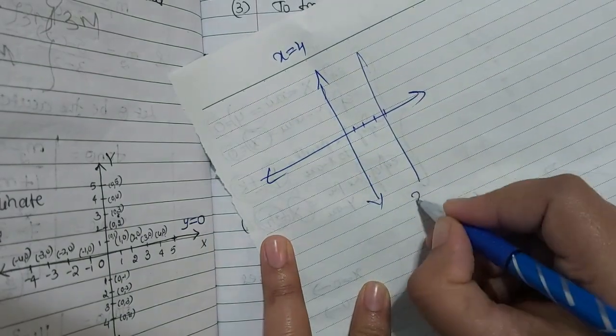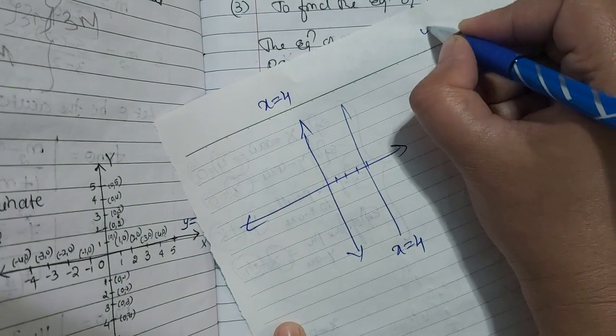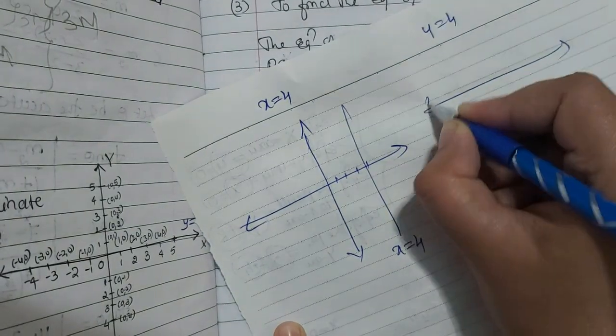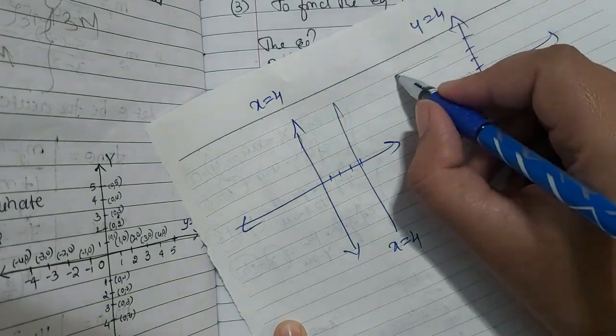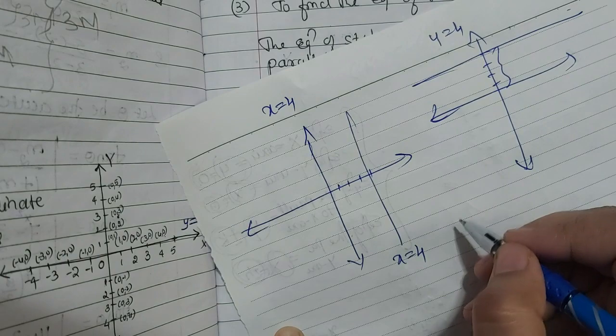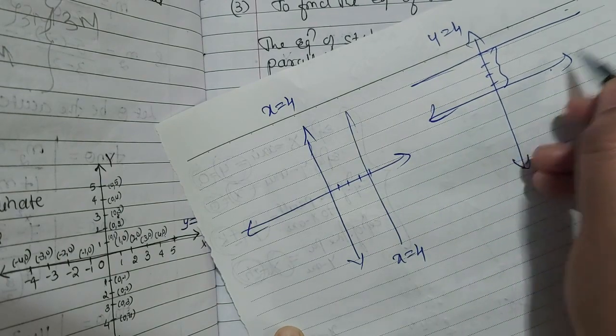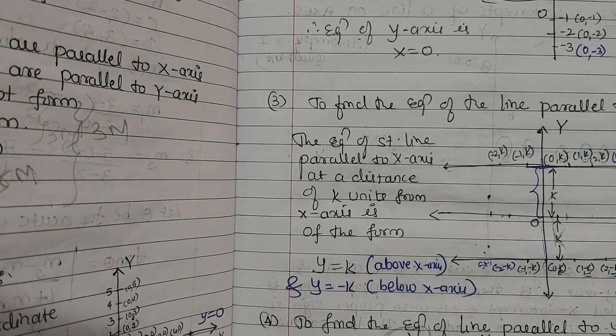x is equal to 4 is a line parallel to the y-axis. y equal to 4, nothing but y is equal to 4: 1 2 3 4. So it is a line parallel to the x-axis at a distance of 4 units from the x-axis. So these are the equations with respect to the coordinate axis.